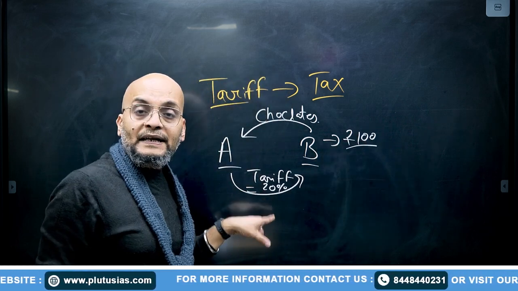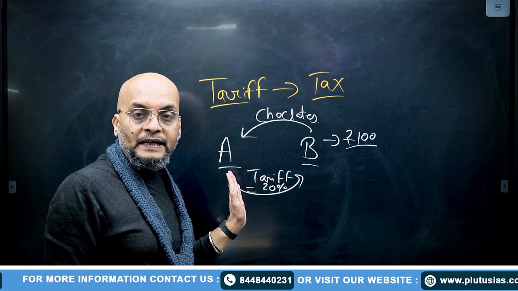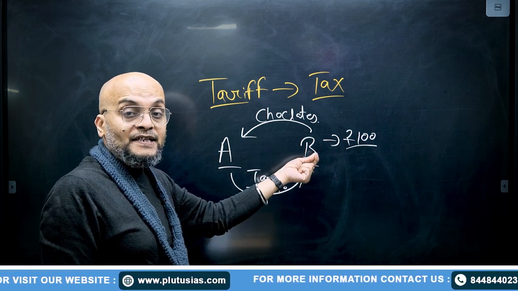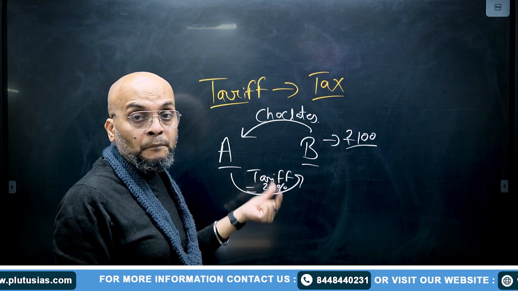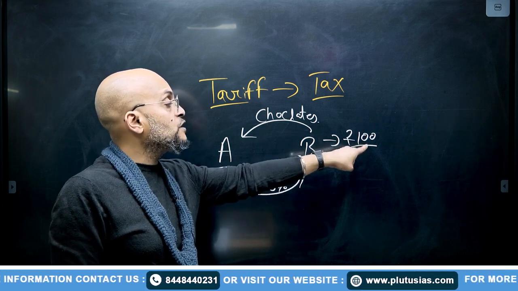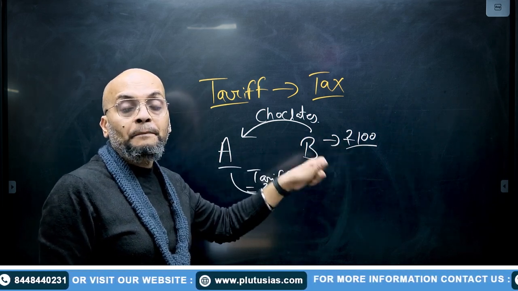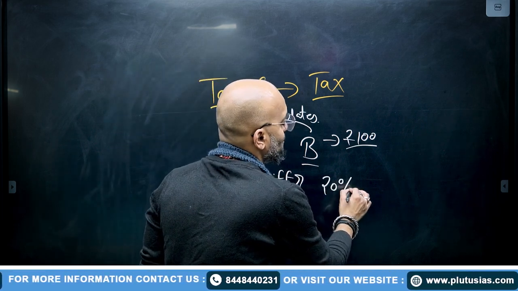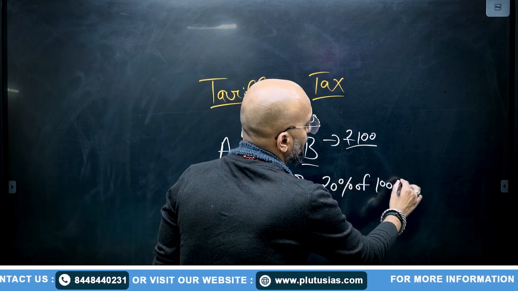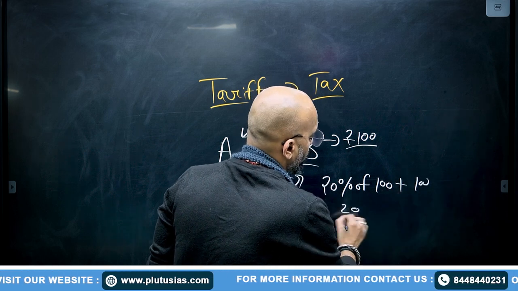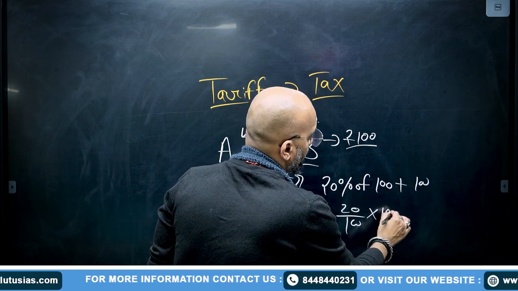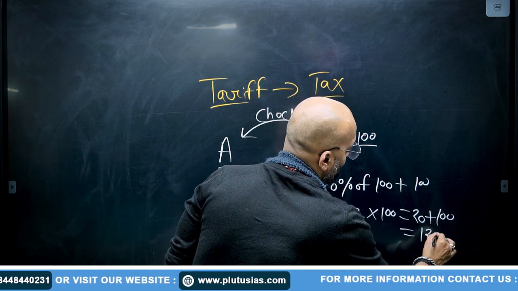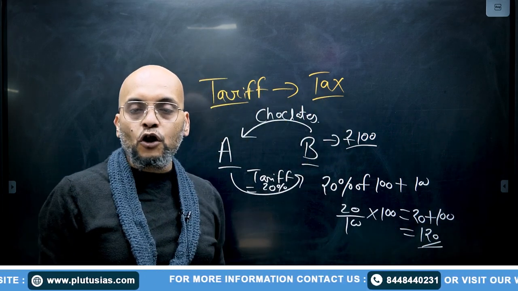When the tariff of 20% is applied by country A on the chocolates of country B, that means when this import occurs, the price of this chocolate, which was initially 100 rupees, will become 120. How? Because now the price will be 20% of 100 plus 100, and 20% of 100 is 20 upon 100 into 100, that is 20. 20 plus 100 will give you 120. So that's the price of the chocolate now.